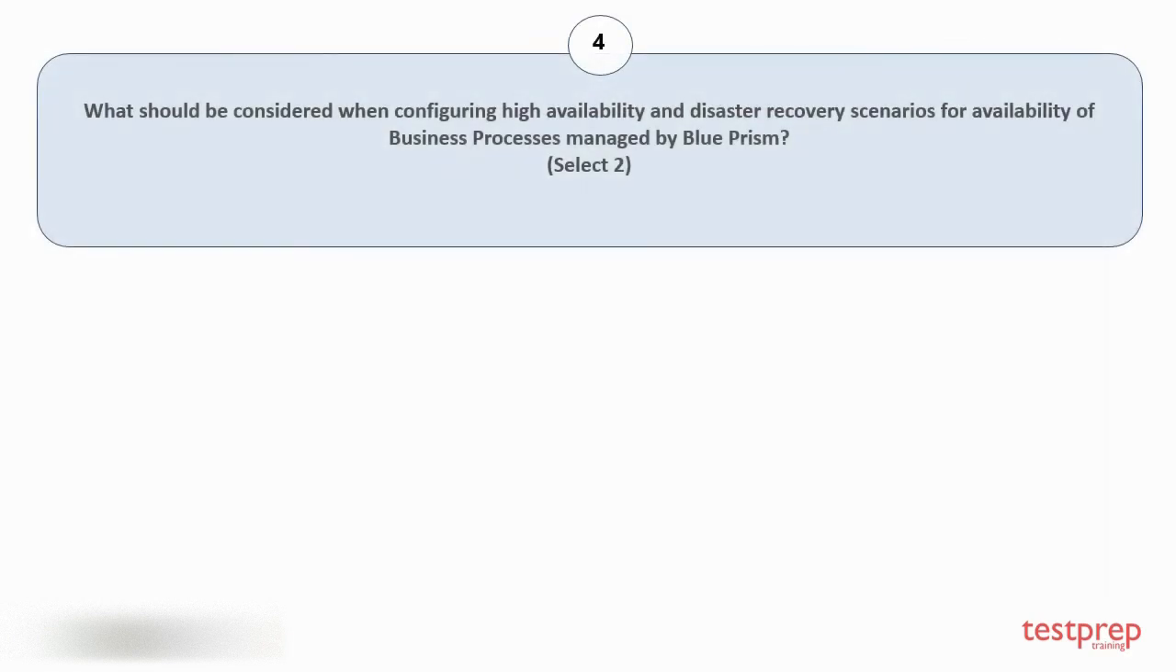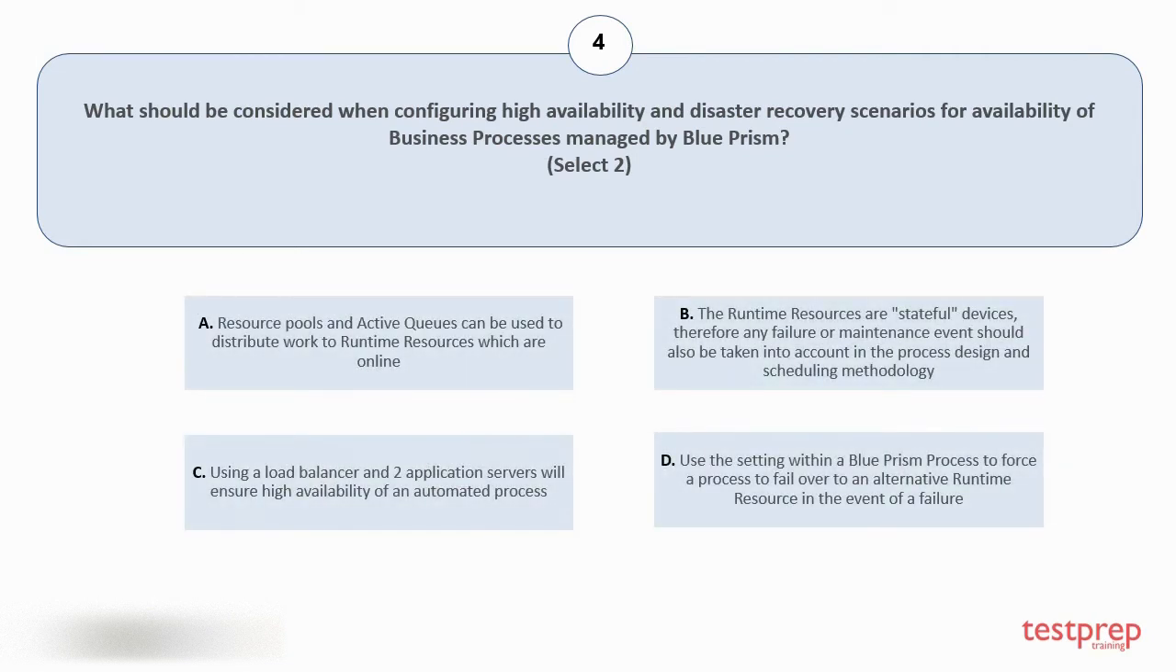Question number 4. What should be considered when configuring high availability and disaster recovery scenarios for availability of business processes managed by Blue Prism? Select 2. Your options are A. Resource pools and active queues can be used to distribute work to runtime resources which are online. B. The runtime resources are stateful devices, therefore any failure or maintenance event should also be taken into account in the process design and scheduling methodology.